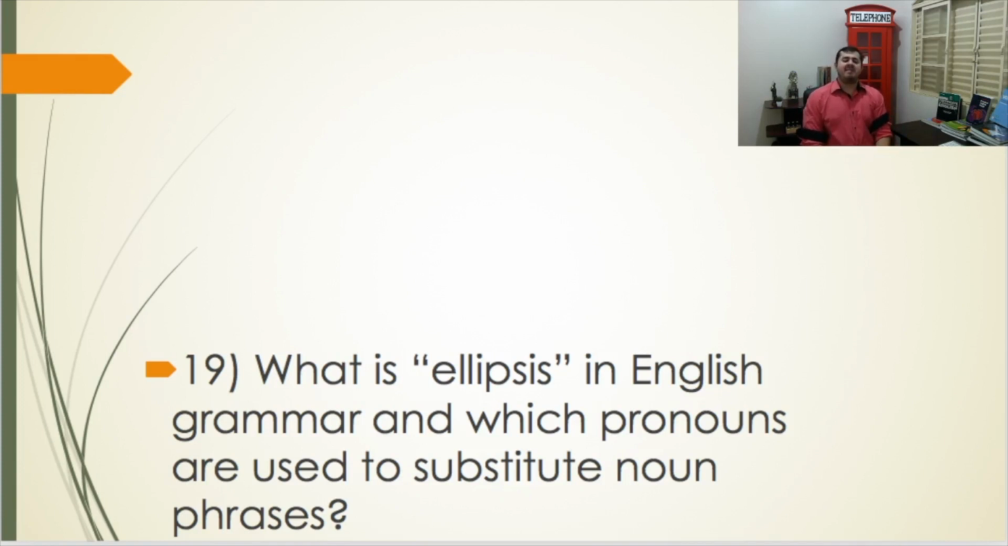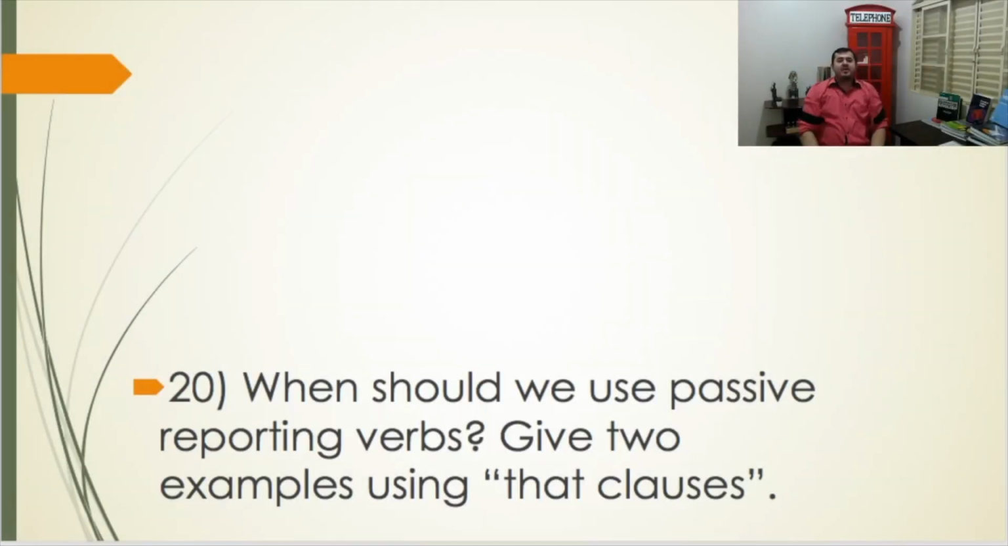And let's see the final question. Question number 20. When should you use passive reporting verbs? Give 2 examples using that clauses. Let me read it again. When should you use passive reporting verbs and give 2 examples using that clauses? So there are 3 grammar topics altogether. First is passive. The second topic is reporting verbs. Okay, that's a slight difference there. And give 2 examples using that clauses, which is a third grammar topic. Alright, so let's try that one.